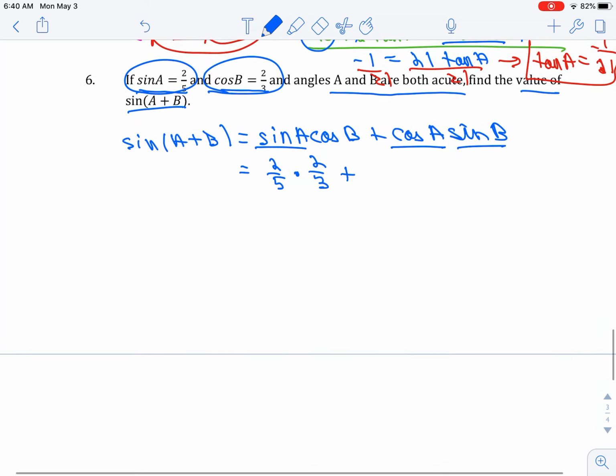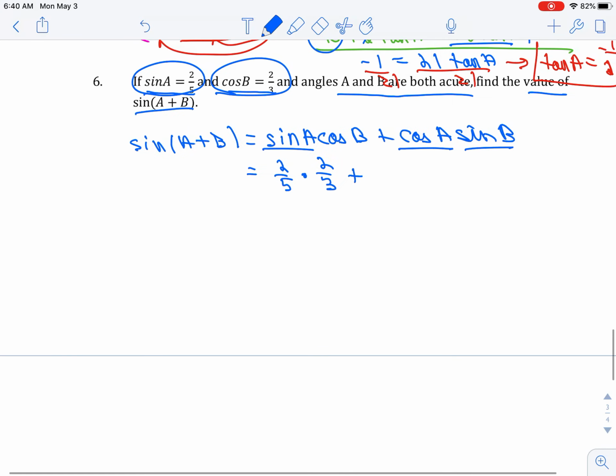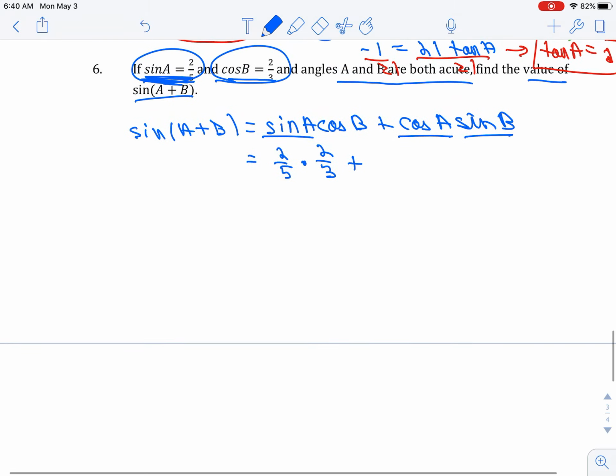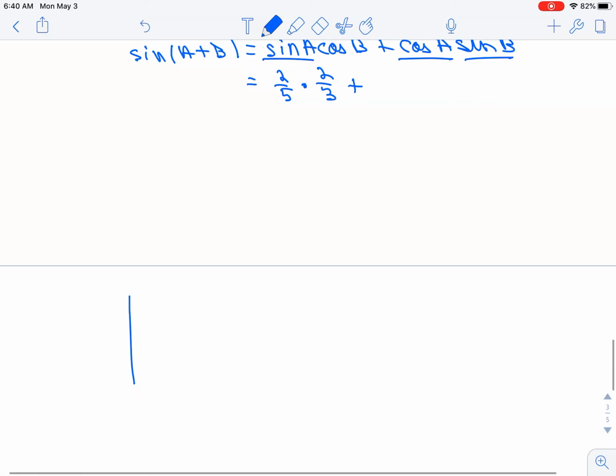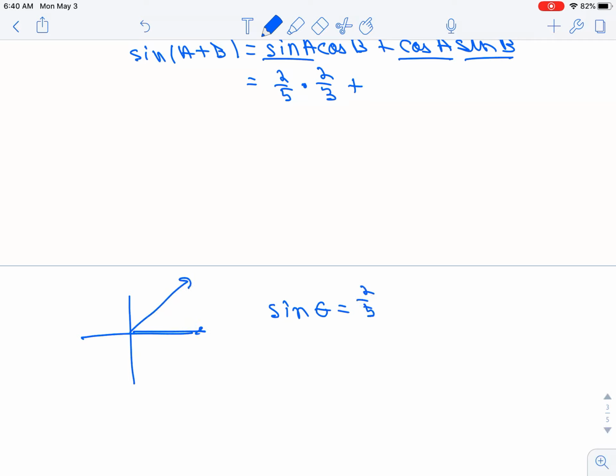Well, this goes back to things that we did earlier, so I'm going to go down here below. If I know the sine of A, I can find the cosine of A. And I can do that one of two ways. Remember, you can either do it geometrically or you can use the Pythagorean identity. If I do this geometrically, I know that the sine of theta is equal to 2/5, and that this angle is in the first quadrant, so here's my theta. Remember, sine is y over r. So I could let y equal 2 and r equal 5. So here's my point on the terminal side of my angle.